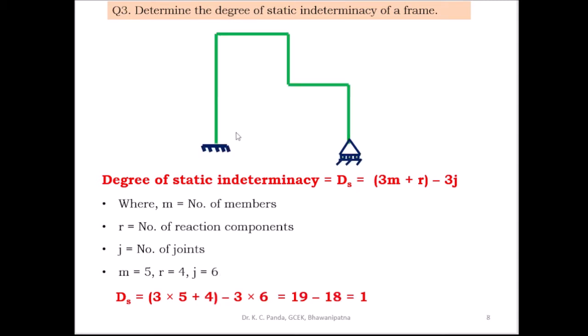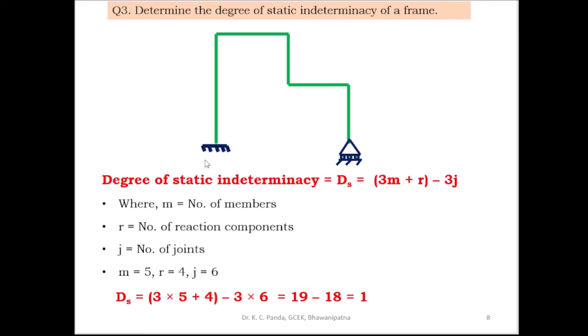Then the next example, determine the degree of static indeterminacy of a frame. So here this is the frame, this support is a fixed support, and this is a roller support, and these are the members. First count the number of members, then the number of joints, then the number of reaction components. So the number of members is equal to 1, 2, 3, 4, 5 members, and the number of joints is equal to 1, 2, 3, 4, 5, 6. j is equal to 6.